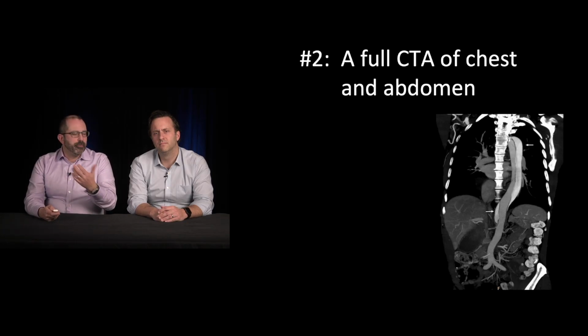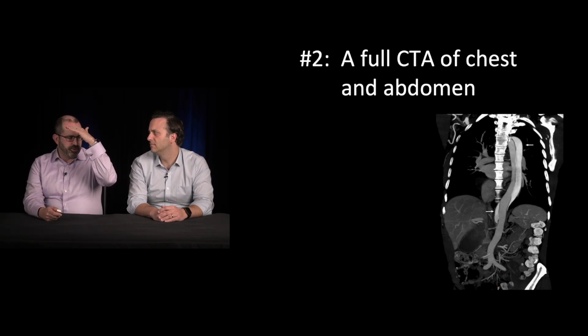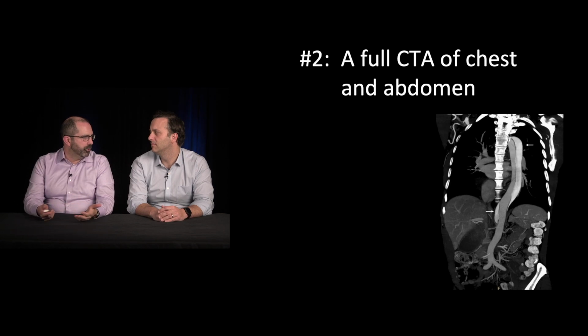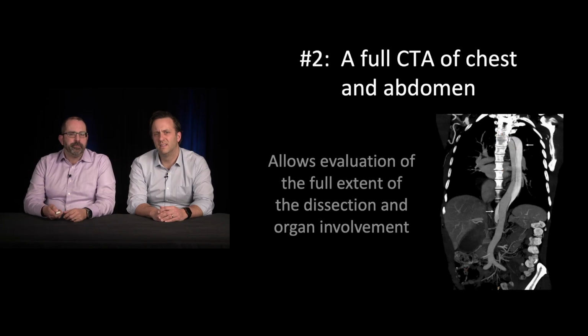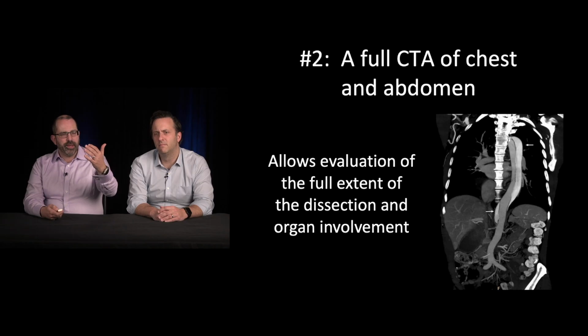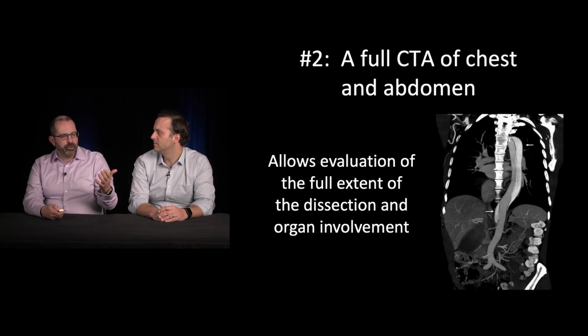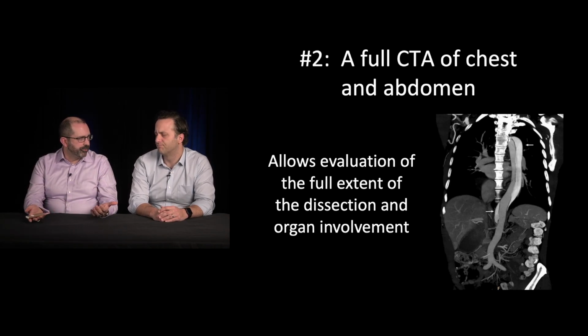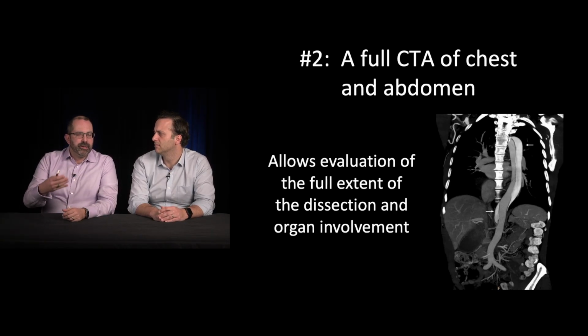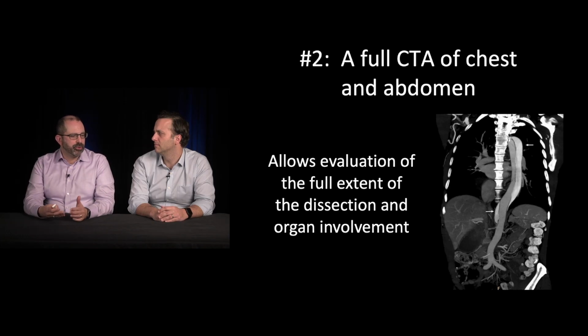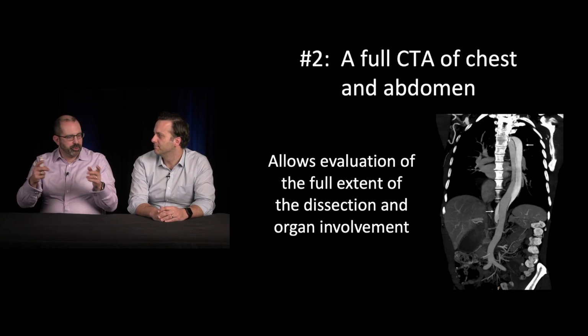The second part is a full arterial phase study, and it goes all the way from the top of the arch and the great vessels all the way down through the groin. Here, pretty devastating dissection, tore all the way down. It allows you to really evaluate the full extent and what organs are involved. The other reason it goes all the way down is it helps the vascular surgeons decide their operative approach, how they're going to plan their bypass.